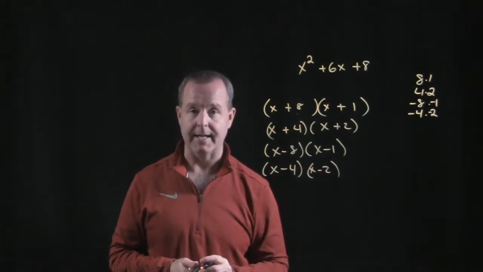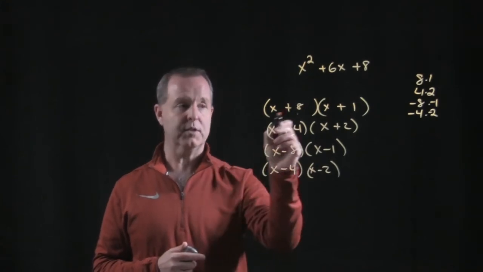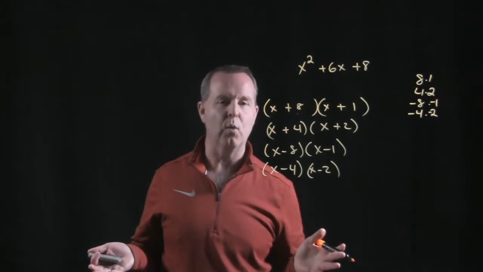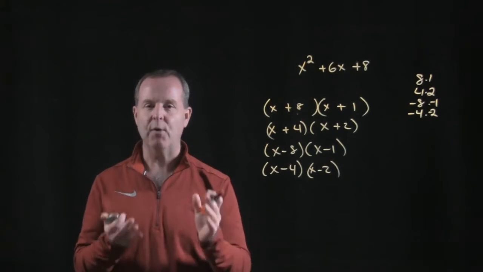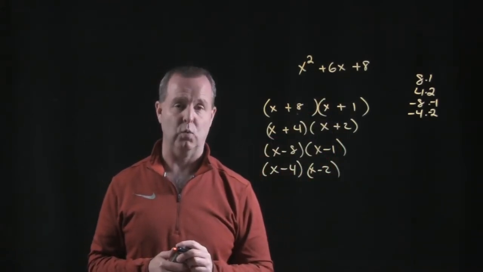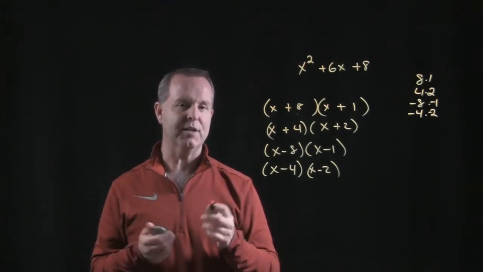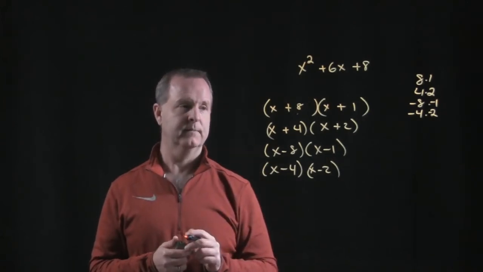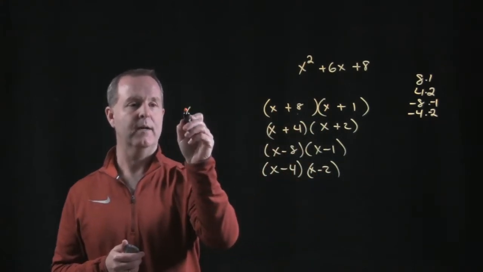All 4 of those sets follow both the F and the L in FOIL. First times first makes first, last times last makes last. But you remember FOIL wasn't just spelled FL. There's an O and an I in the middle. The outer and the inner terms helped us to determine what that 6x was, or that middle term. So now we need to do a combination of things to figure out which of these 4 is the right one. Well, if we multiply this out, x times x is an x squared.